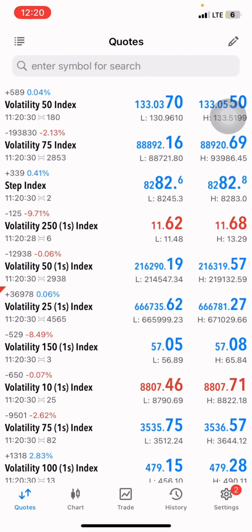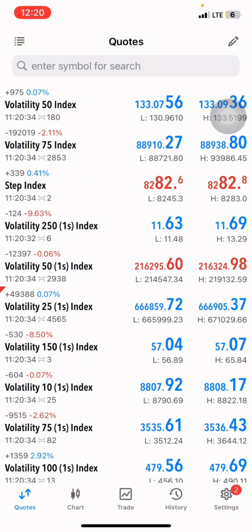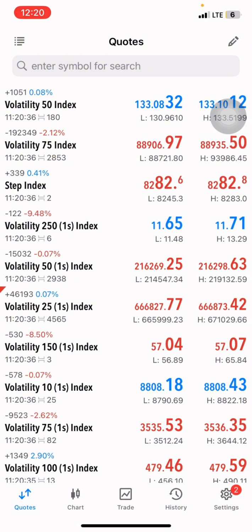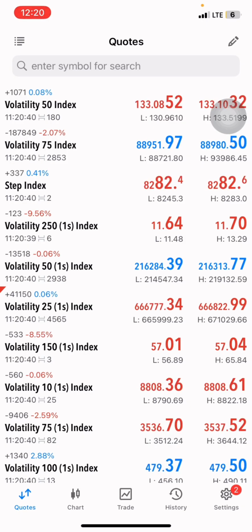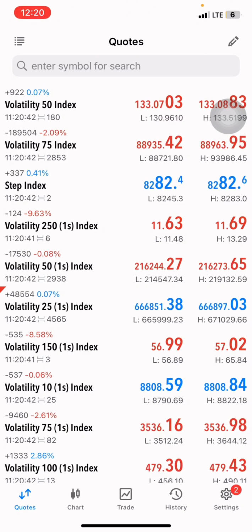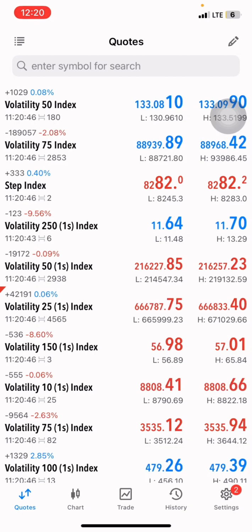So that's just the thing about these pairs. You need to be able to know each of them. If you're a beginner, my advice for you is to start with a demo account, start trading with a demo account, and get used to how the movements of each of these pairs are. Get used to it and then start trading.